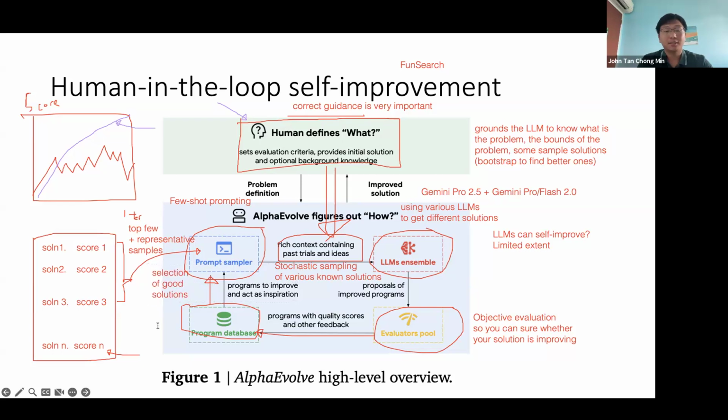Okay, so that's more or less AlphaEvolve in a loop. The key idea is, given some human guidance, the LLM is able to consider the previous few solutions and their scores and come up with new solutions. And then we evaluate those new solutions, put them in the pool, and repeat this cycle again and again until we decide that's enough.